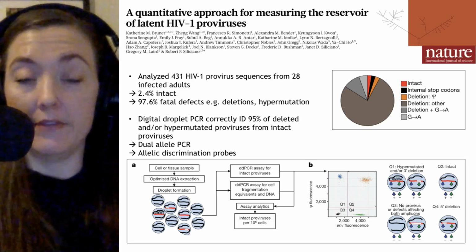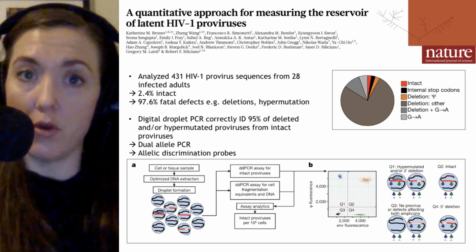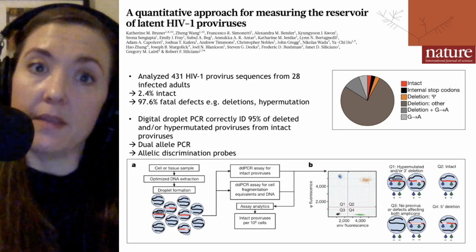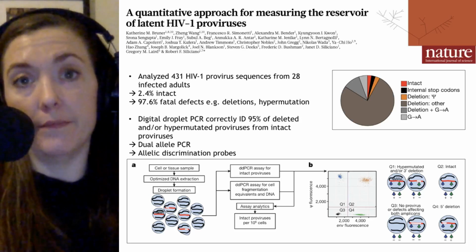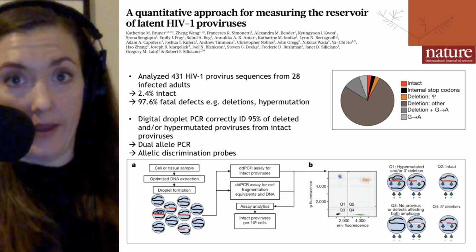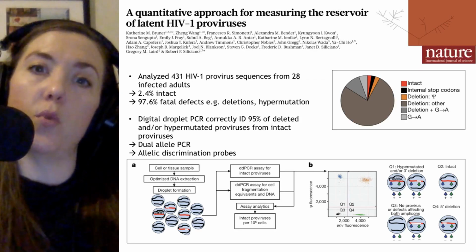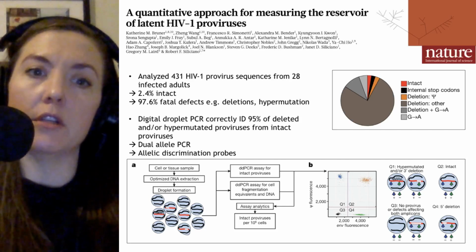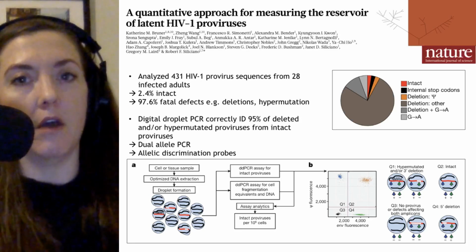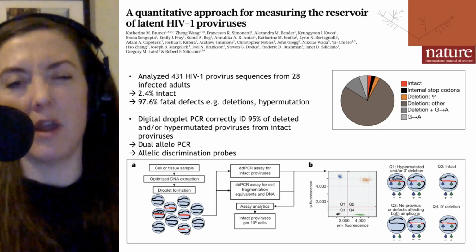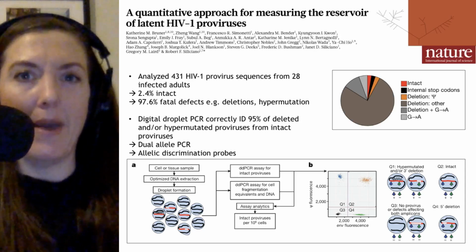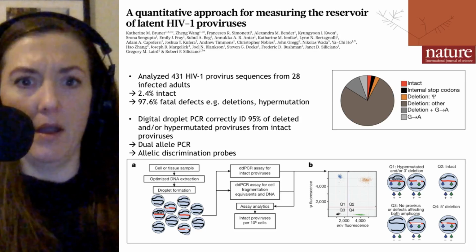So that would be 97.6%, which had either a deletion or a hypermutation, which made that viral provirus defective in some sense. And only 2.4% of those proviruses were actually intact and could potentially reactivate. So what they used was a technique called digital droplet PCR in order to separate a variety of different sequences. So digital droplet PCR is really good if you have multiple different sequences and you want to detect a minority sequence or a minor sequence.